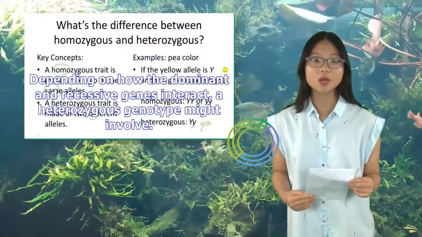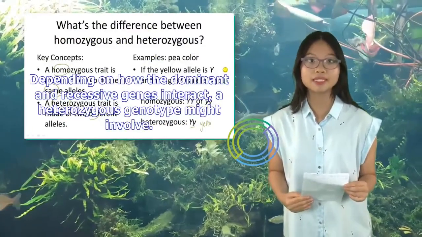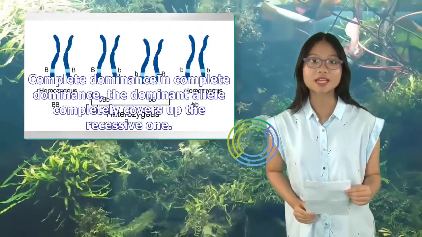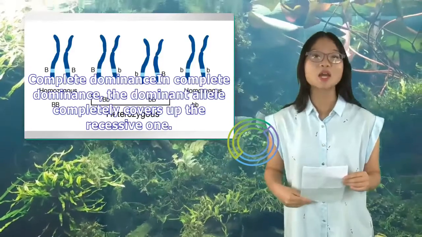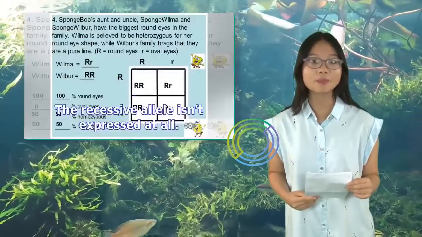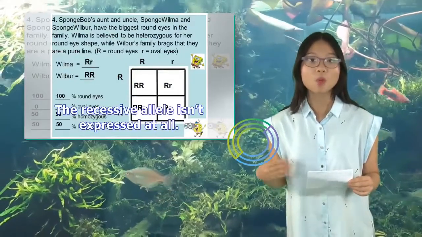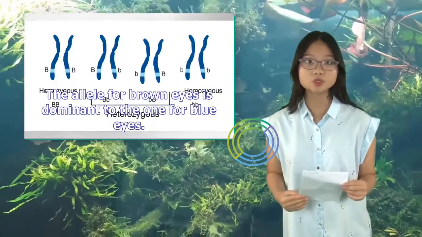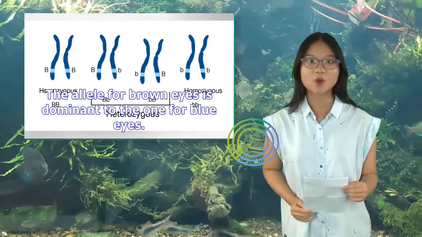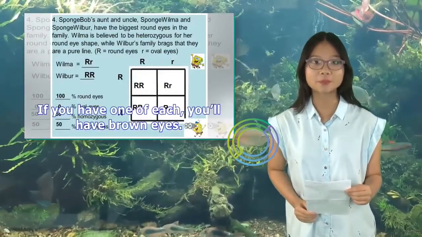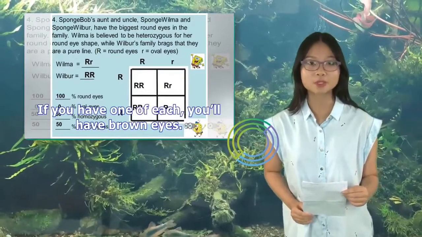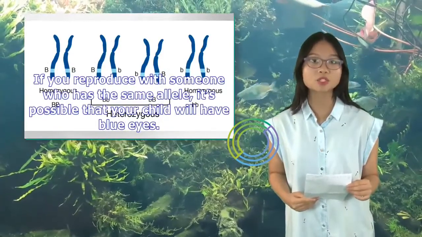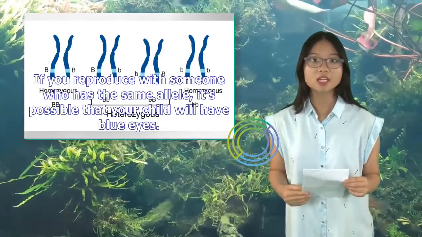Depending on how the dominant and recessive genes interact, a heterozygous genotype might involve complete dominance. In complete dominance, the dominant allele completely covers up the recessive one. The recessive allele isn't expressed at all. One example is eye color, which is controlled by several genes. The allele for brown eyes is dominant to the one for blue eyes. If you have one of each, you'll have brown eyes. However, you still have the recessive allele for blue eyes. If you reproduce with someone who has the same allele, it's possible that your child will have blue eyes.